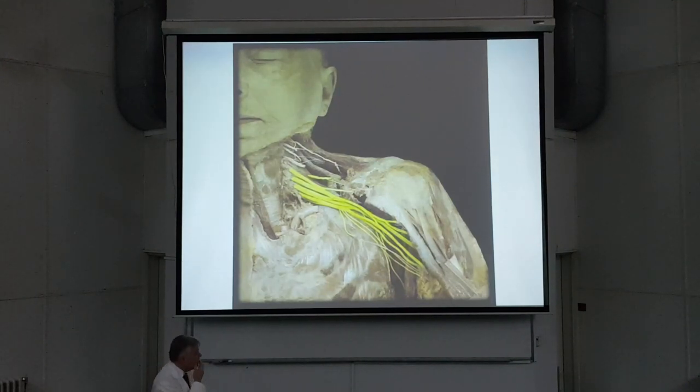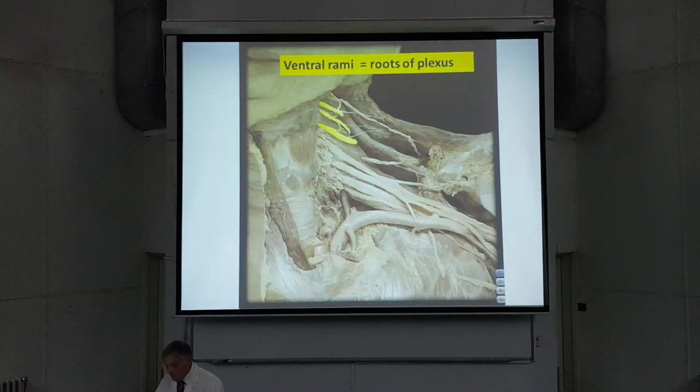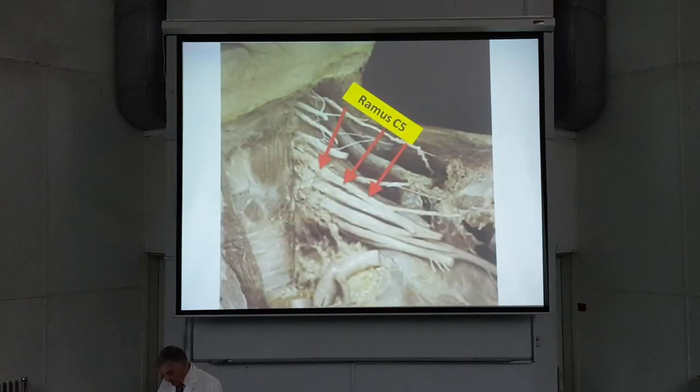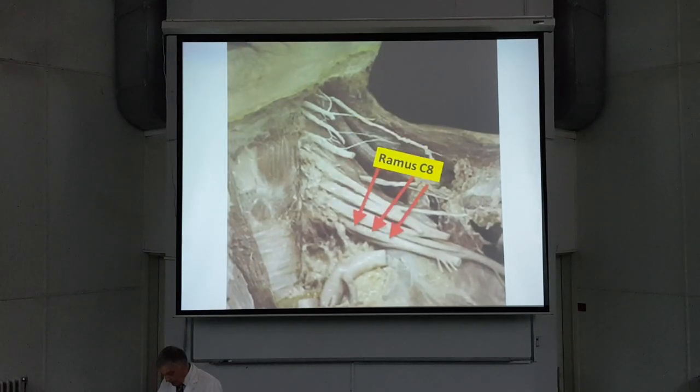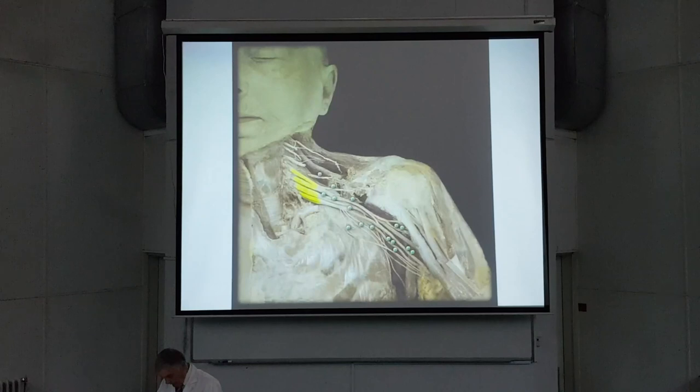This is an image of the overall brachial plexus. Different stages, small branches, and terminal branches. This is a group of ventral rami. This is the ventral rami of the cervical plexus. And these are the ventral rami of the brachial plexus. The roots of the brachial plexus are C5, 6, 7, 8, and T1. This is C5, C6, C7, C8, and T1. These are the roots.